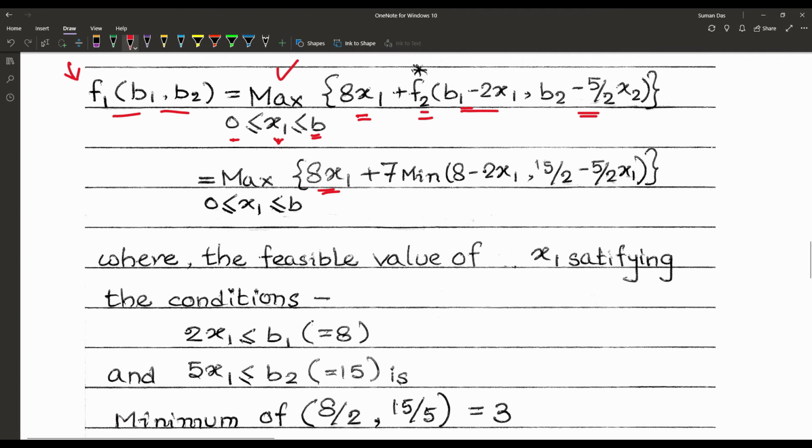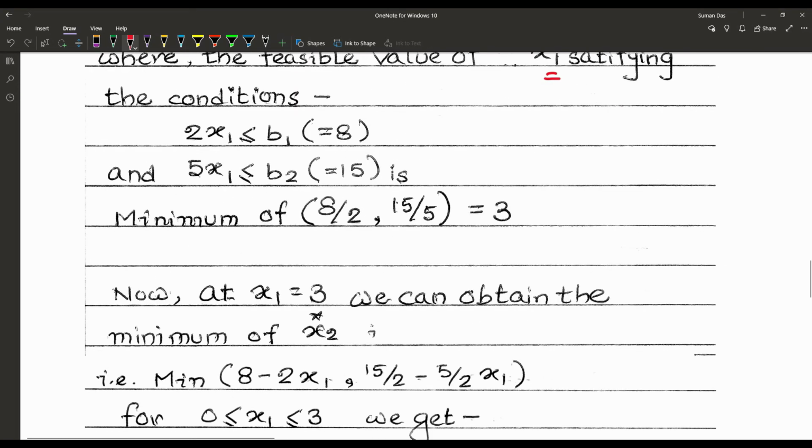So we may write it as 7 times the minimum of 8 minus 2x1 comma 15 by 2 minus 5 by 2 x1, where the feasible value of x1 satisfies the conditions that 2x1 is less than or equal to b1, which is 8, and 5x1 is less than or equal to b2, which is 15. So the minimum of 8 by 2 and 15 by 5 is 3.